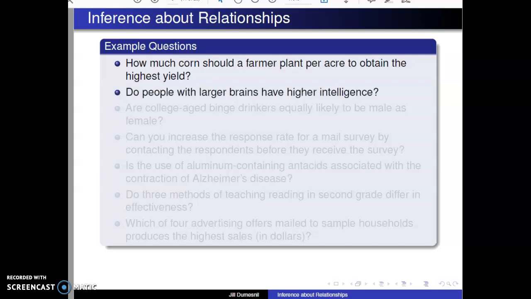Do people with larger brains have higher intelligence? Brain size, as measured on some imaging device, and IQ, as measured by some test, are both numerical variables. Are the explanatory and response variables obvious here?